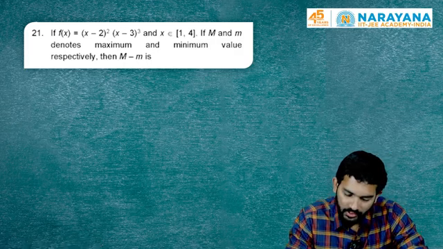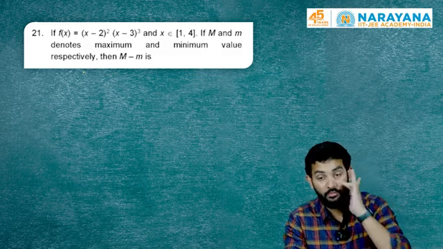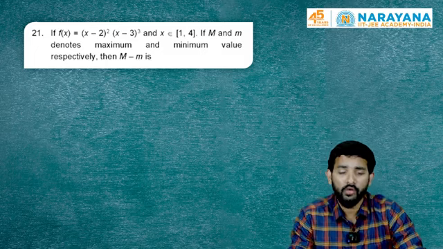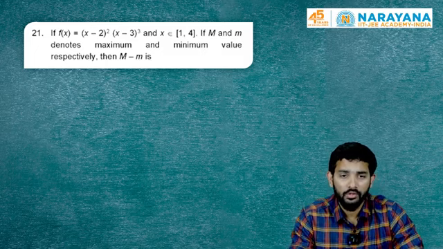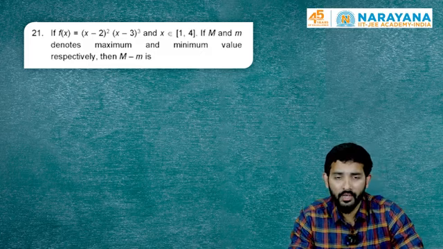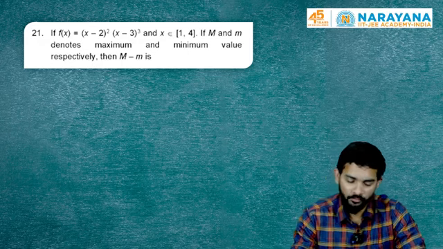f of x is (x minus 2) whole square into (x minus 3) whole cube, and x belongs to 1 to 4. If M and m denote the maximum and minimum value respectively. For these types of questions, first you have to find the critical points, then the functional values at the critical points and at the end points. Among these values, whichever is maximum will be the maximum, and whichever is minimum will be the minimum.